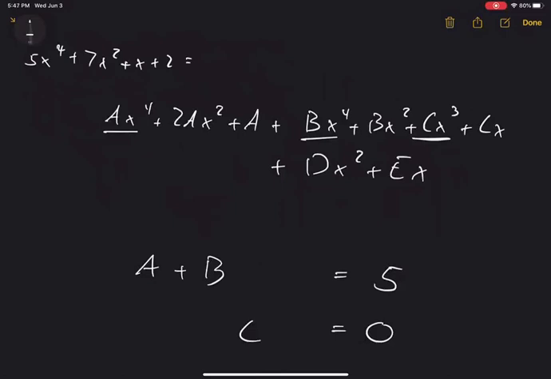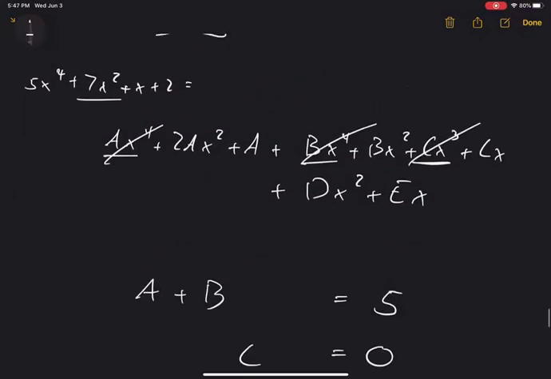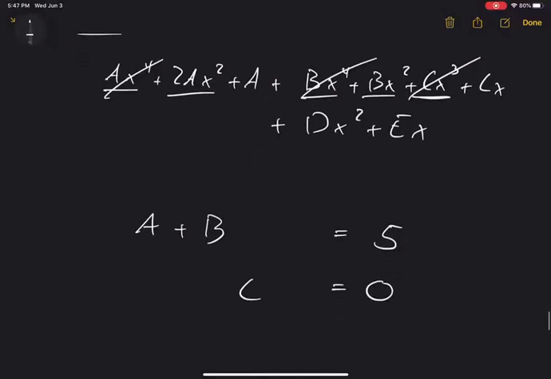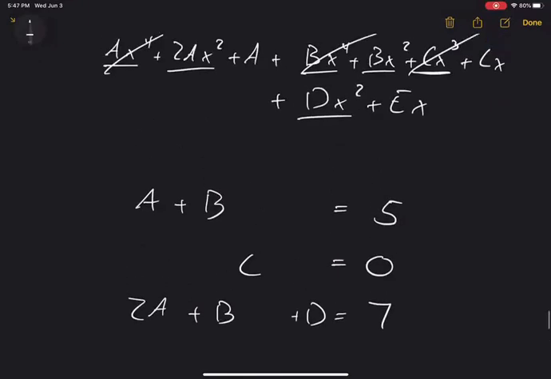Now let's move on to x squareds. On the left side, I have 7x squared. Let's just kind of eliminate these things as we account for them. Okay. So on the left side, I have 7x squared. On the right side, I got 2ax squared, bx squared, dx squared. So 2a plus b plus d has to equal 7.